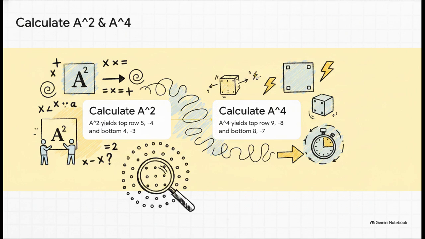Now, we could calculate A to the power 3 next, but an even better shortcut is to just multiply A squared by A squared. That instantly gets us to A to the power 4. When we do that second calculation, our new matrix has a top row of 9, -8, and a bottom row of 8, -7. And let's just stop right there. 2 calculations. That is literally all the manual labor we are going to do today.